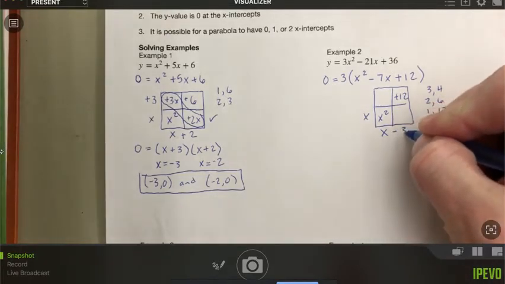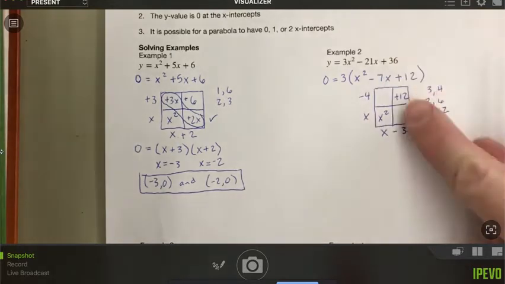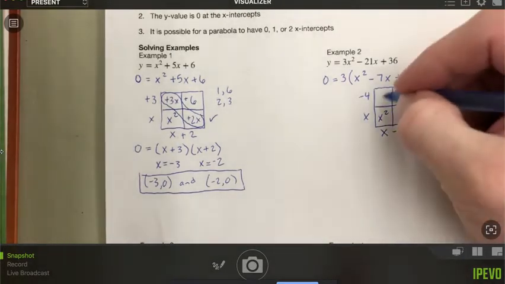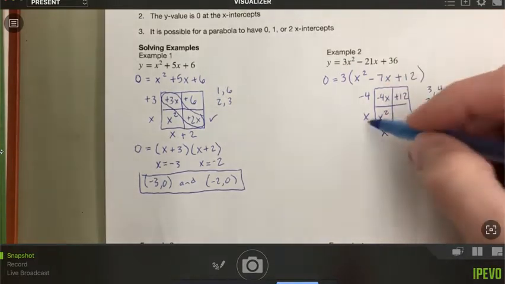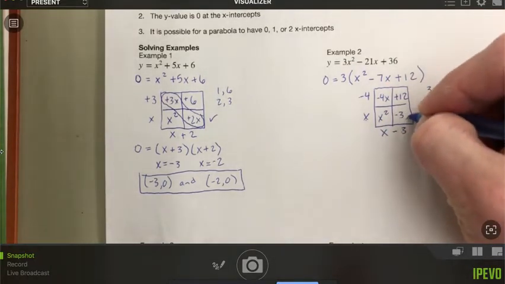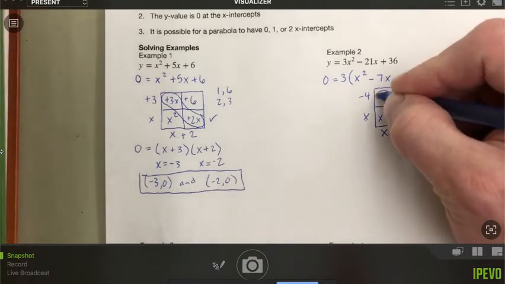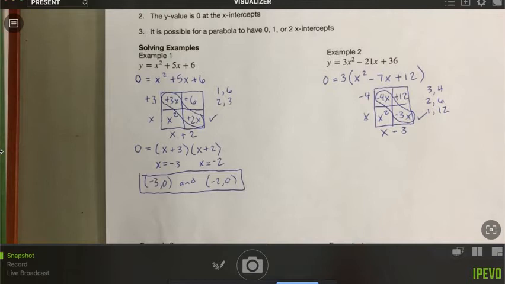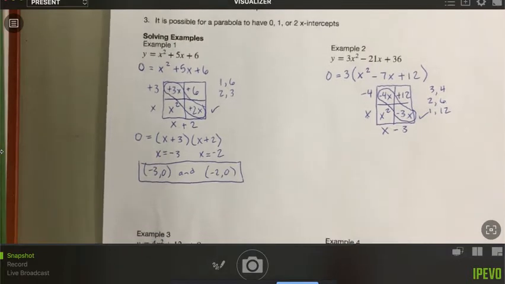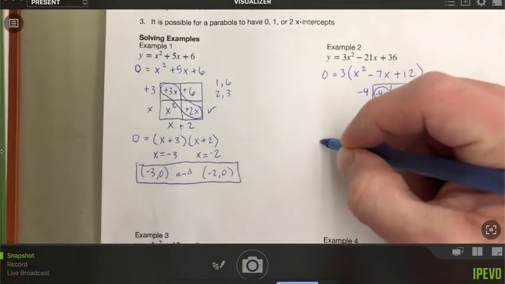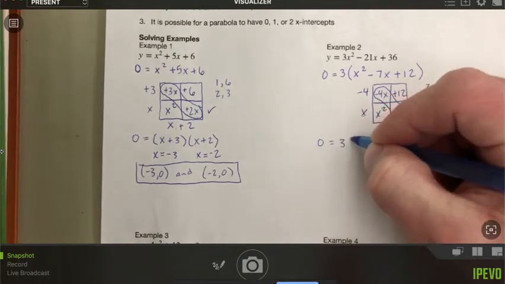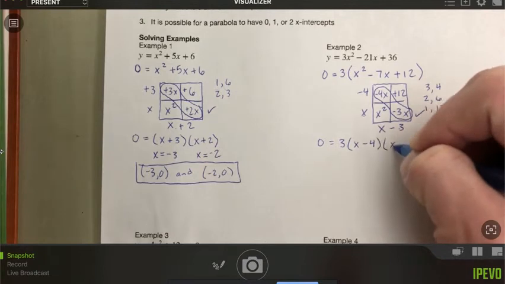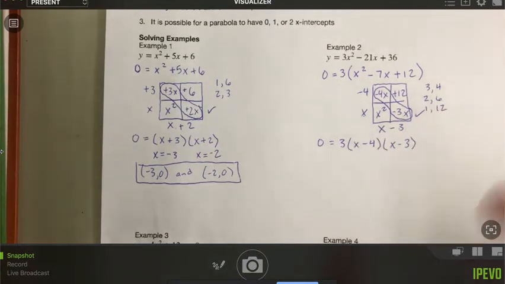And I know that a negative 3 times a negative 4 is going to be a positive 12. So now negative 4 times x will be negative 4x. X times negative 3 will be negative 3x. And if I think about adding these together, sure enough, that'll be a negative 7x. All right, so now that means my totally factored form looks like this.